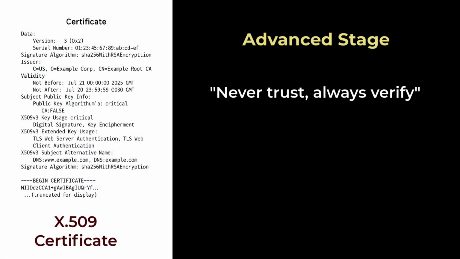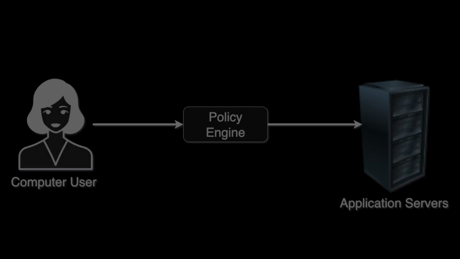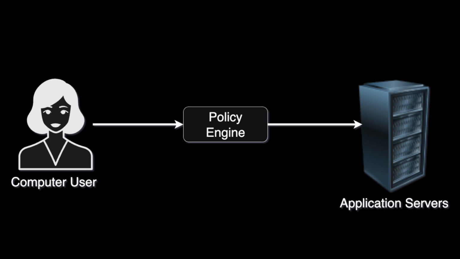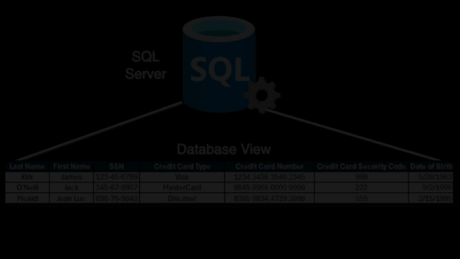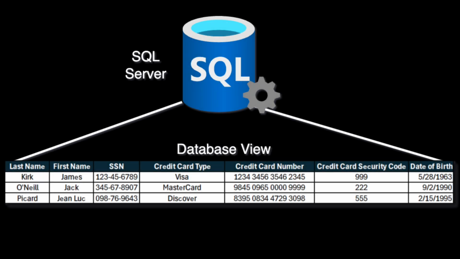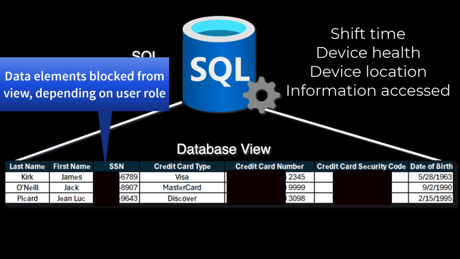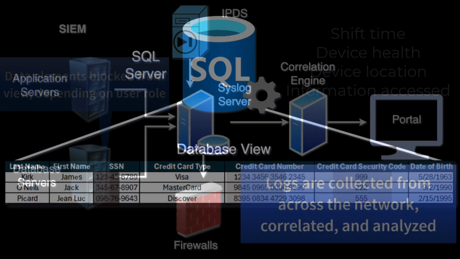In the advanced stage, a database embraces the never trust, always verify mantra at query speed. Every request passes through a policy engine that evaluates row-level labels, the risk score of the caller's identity, the client's geolocation, and even the application binary's code-signing hash. Keys rotate automatically, and the engine applies dynamic data masking so that an analyst browsing a customer table sees only the fields their task demands.